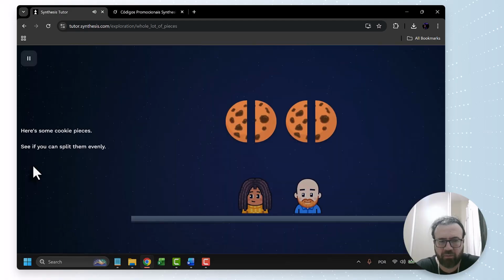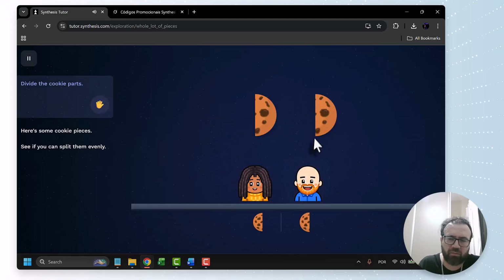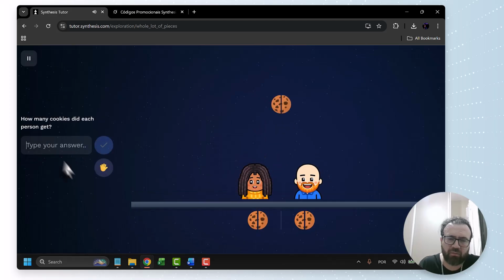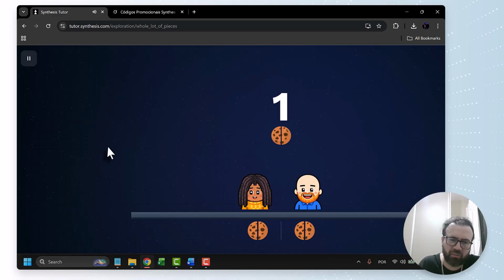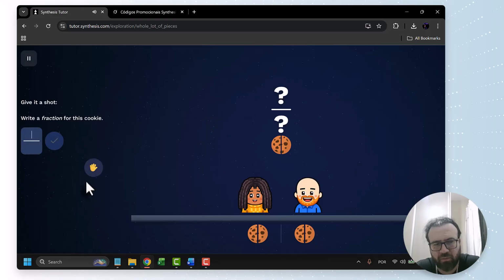Here's some cookie pieces. See if you can split them evenly. Perfect. How many cookies did each person get? Sure, 1 cookie each. Now here's a strange question. Instead of writing the number 1, is it possible to write a fraction for this cookie? I think you're right. Give it a shot. Write a fraction for this cookie.